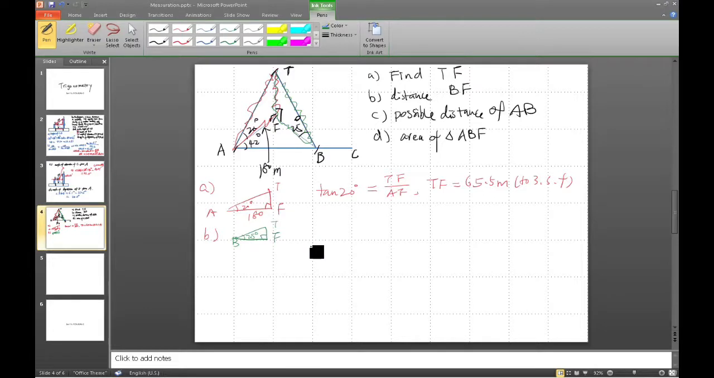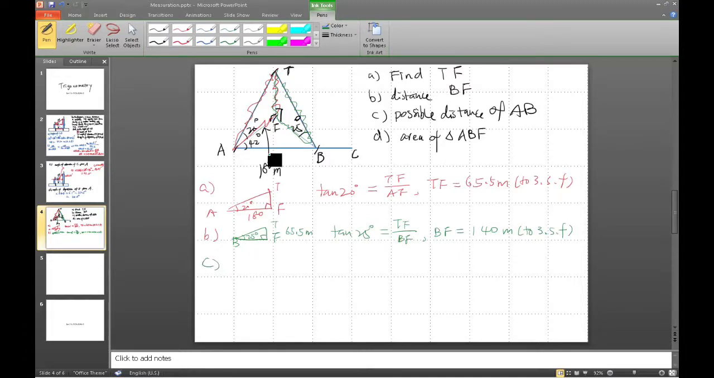Therefore, to find BF, which is the adjacent, we can use SOH CAH TOA again. So over here we use tangent 25 degrees equals to TF over BF, opposite over adjacent. Therefore, BF equals to 140 meters to 3 significant figures.